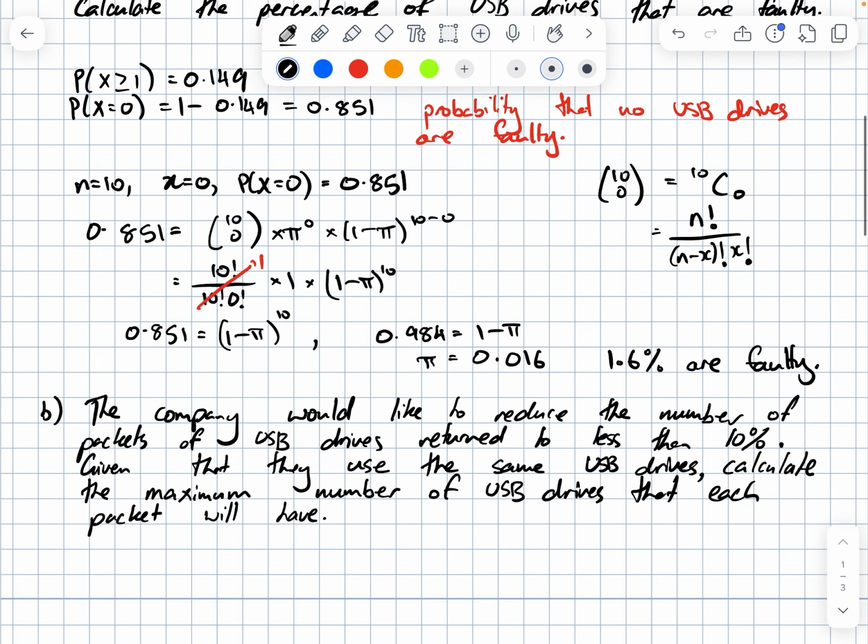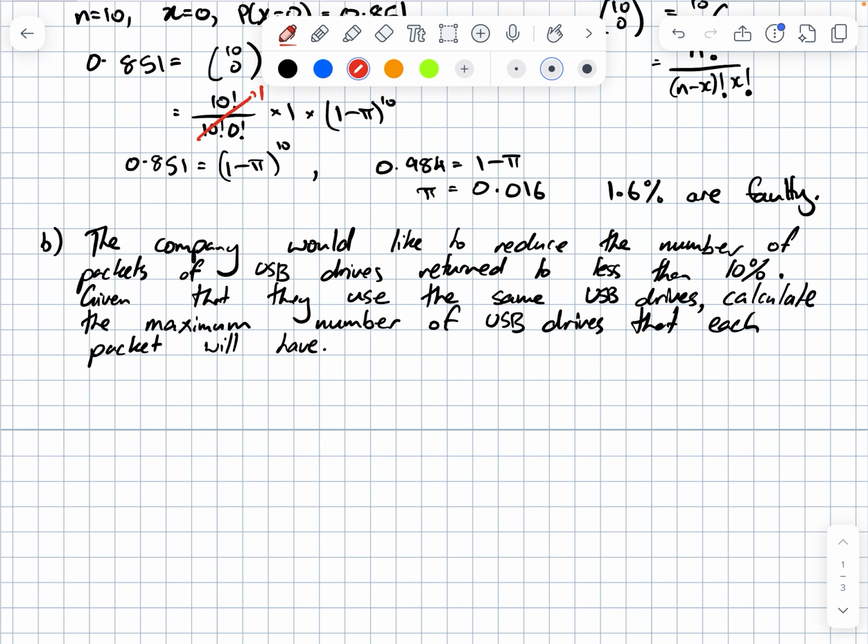Okay, next question. The company would like to reduce the number of packets of USB drives returned to less than 10%. Given that they use the same USB drives, calculate the maximum number of USB drives that each packet will have. So now it's pretty clear that n, we don't know what that is. From the previous question, we know what pi is. We know that the probability that a USB drive is faulty is 0.016. And we know that we want the probability that a packet is returned, i.e. the probability that x is greater than or equal to 1, to be less than 0.1.